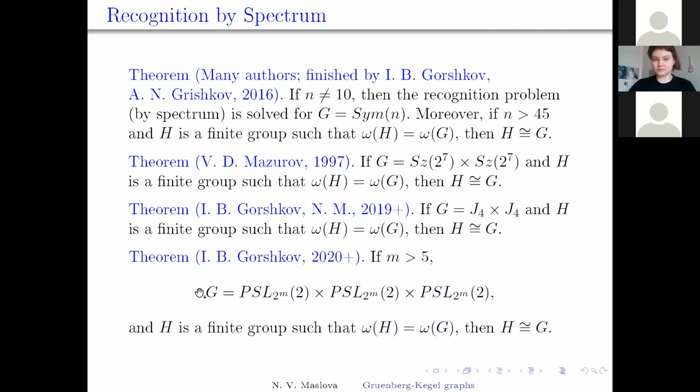There is an infinite series of examples of finite groups which are the direct product of 3 copies of the same group and recognizable by spectrum. This is a preprint in arXiv. So this direction is very active. I am investigating it, but we will try to think about recognition by Gruenberg-Kegel graph.